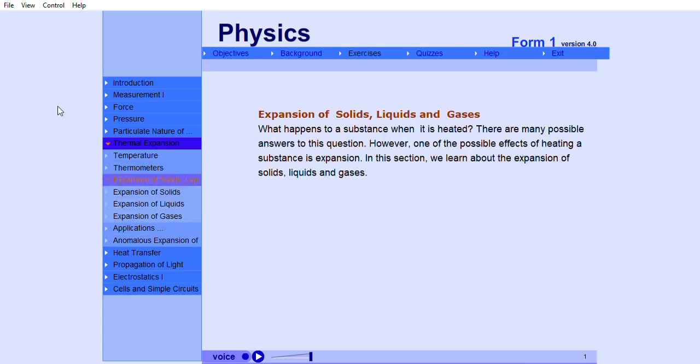Expansion of solids, liquids, and gases. What happens to a substance when it is heated? There are many possible answers to this question. However, one of the possible effects of heating a substance is expansion. In this section, we learn about the expansion of solids, liquids, and gases.